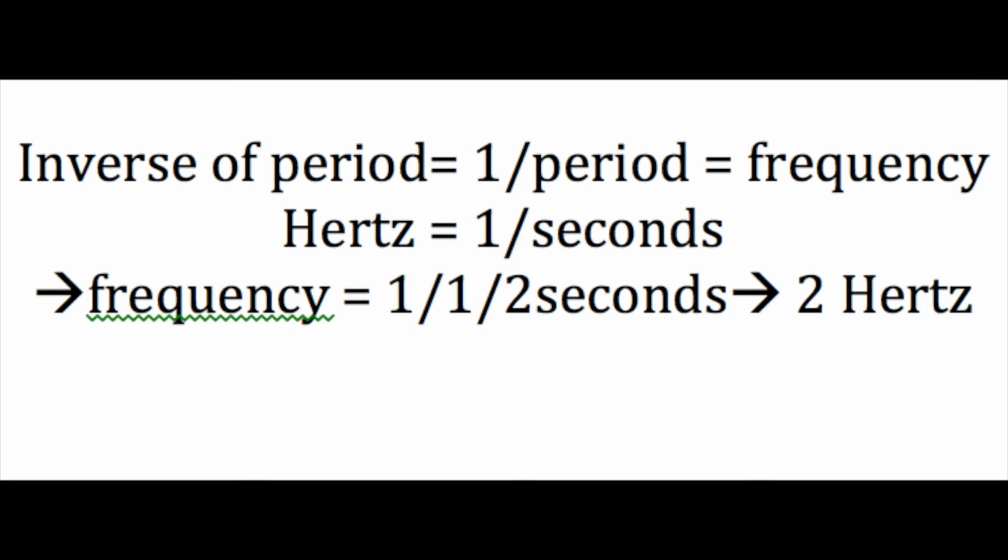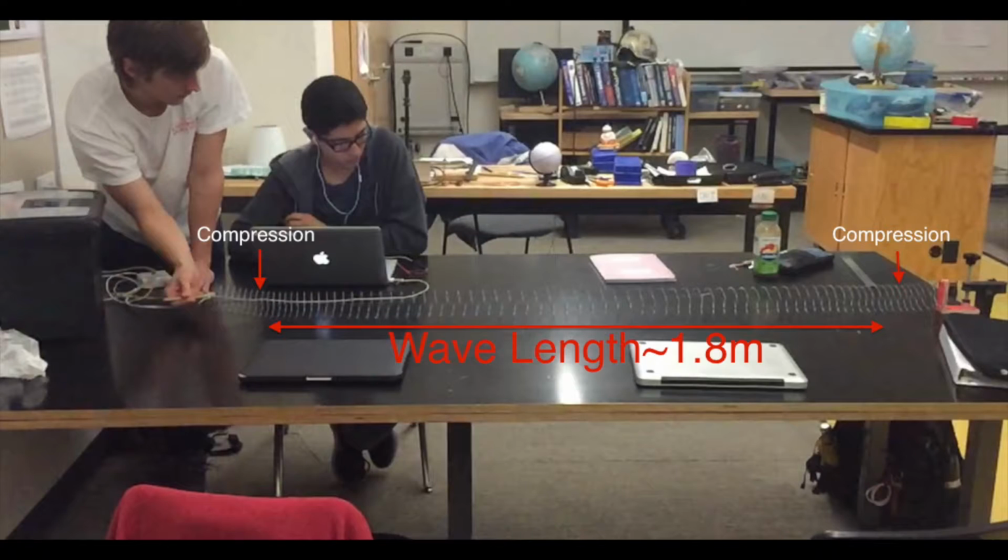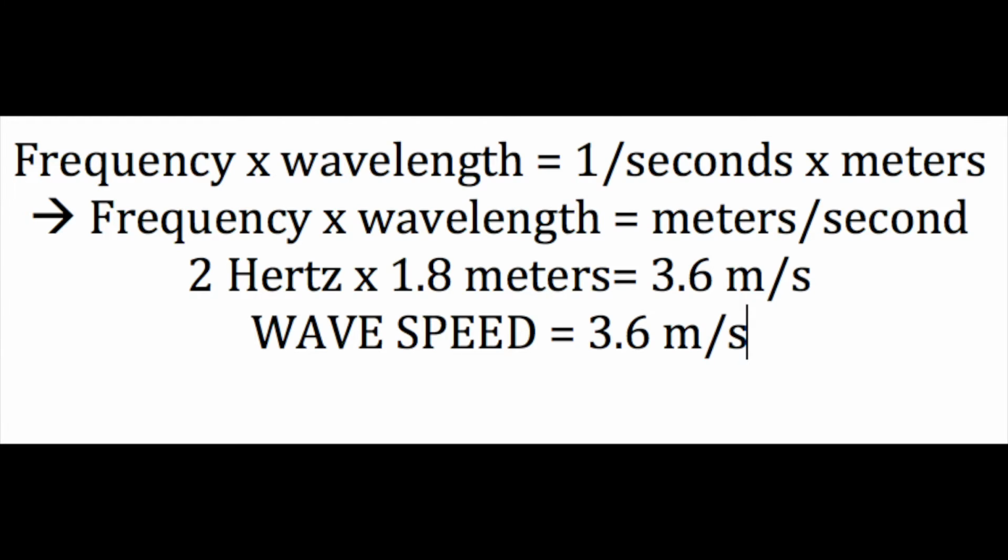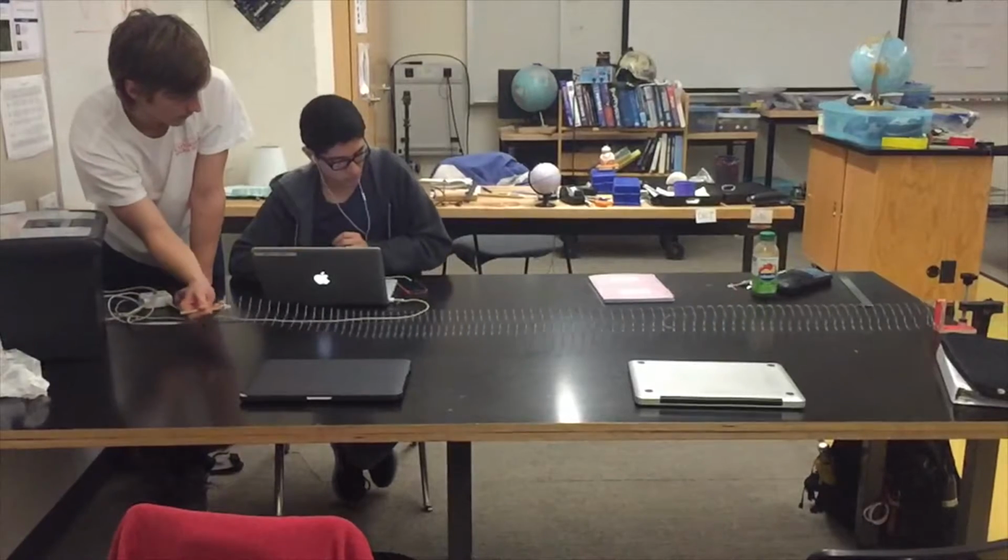By taking the inverse of the period, we find the wave frequency. Frequency is measured in hertz, which is equal to 1/seconds. We can measure the wavelength by freezing the video and measuring the distance between 2 compressions. The compression demonstrates the peak of a wave. By using the scale of 2 meters, we can find that the wavelength is equal to 1.8 meters. If we multiply the frequency by the wavelength, which is measured in meters, we get meters per second. Now we know the wave speed.